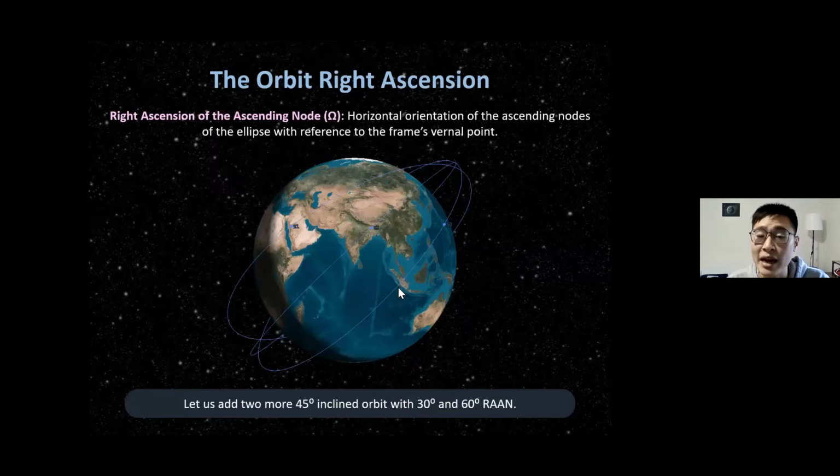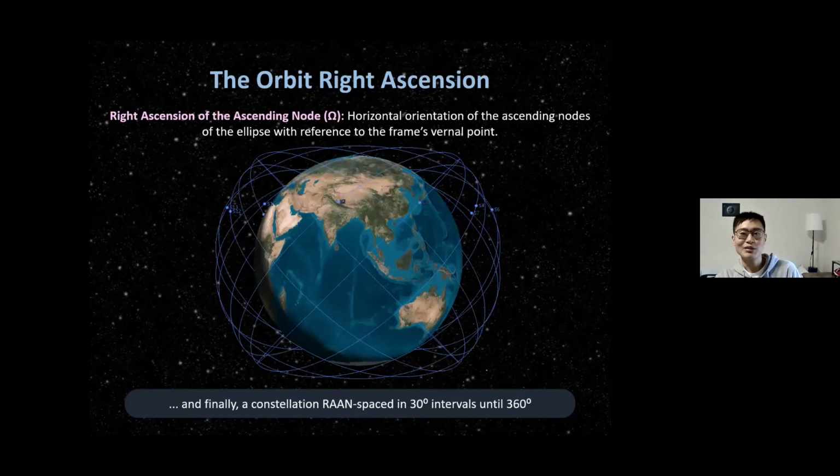And what I did was I added two 45-degree inclined orbits at 30-degree right ascension of the ascending node spacings. If I keep doing that, let's say I keep generating orbits until it covers the whole 360 degrees of Earth, it has this really funky shape. It kind of looks like a bagel. It just covers everything. And if you look at some of those Starlink constellations, even the GPS constellations, they use very specifically defined right ascension of the ascending node spacing.